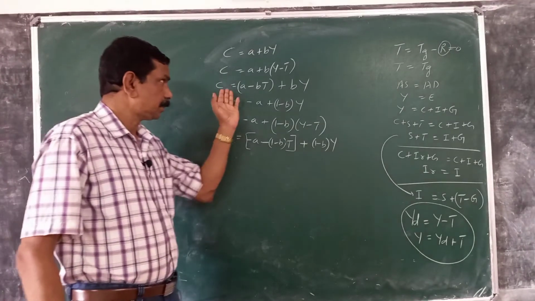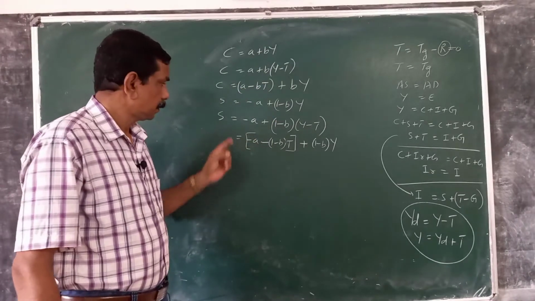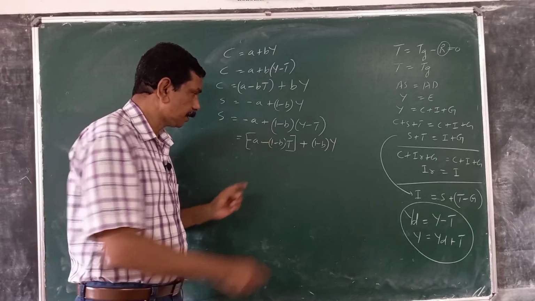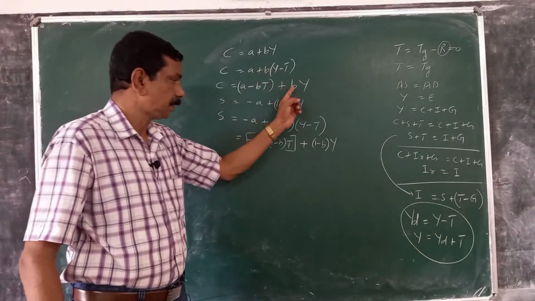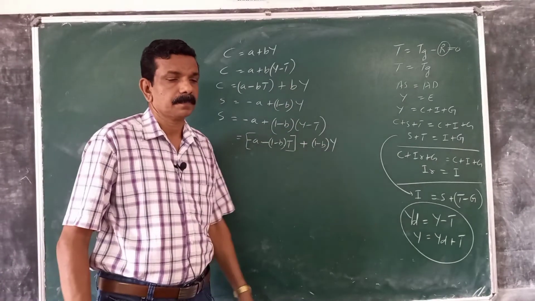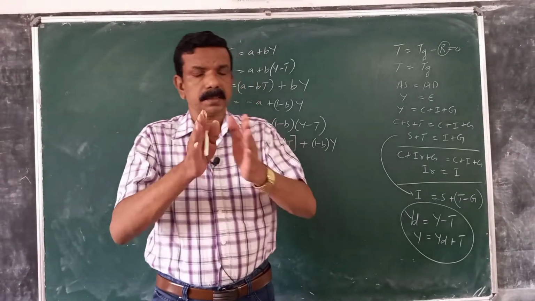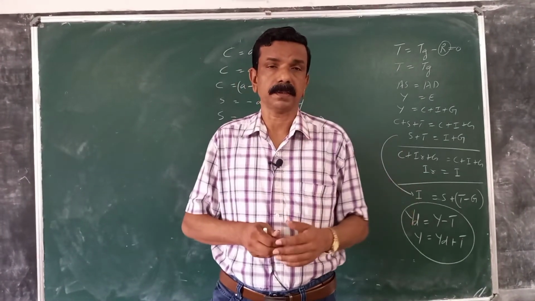Now the intercept of the consumption function is A minus BT. The intercept of the saving function is minus A minus (1 minus B)T. The slopes are not affected: B here, 1 minus B here. That is the difference. So the consumption function is different, and the saving function is also different.